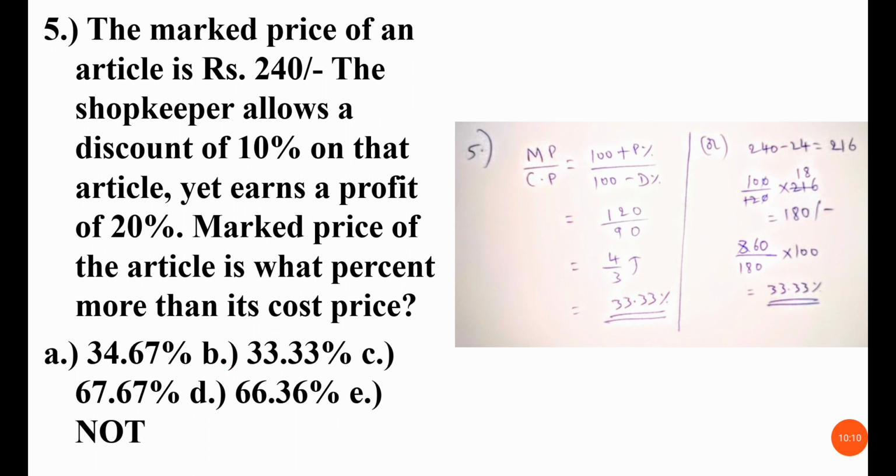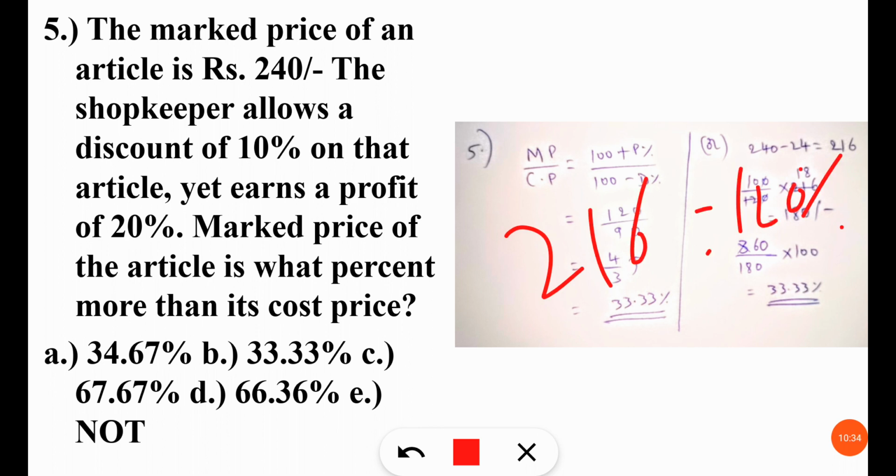There is another method to solve this problem. The marked price is 240 rupees and a discount of 10% was given. 10% of 240 is 24. 240 minus 24 is 216 rupees. Next, this 216 rupees includes a 20% profit. So 216 is equal to 120%. Cost price is always 100%, so we need to find out the cost price. 100 by 120 into 216, that is 180 rupees. 180 rupees is the cost price, 240 rupees is the marked price.